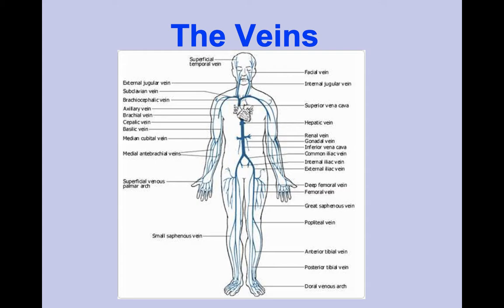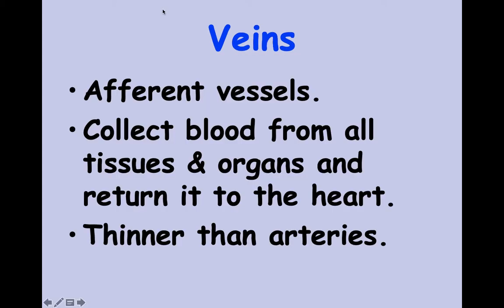Okay. That leads us to our second type of blood vessel, which are called the veins. And again, veins I usually have as blue because the majority of veins in the human body carry deoxygenated blood back to the heart. So we refer to them as afferent vessels. They collect blood from all of the tissues and organs that we have in our body, and they return it back to the heart. For the most part, veins are going to be a lot thinner than arteries. So they don't have so much blood pressure going through them.